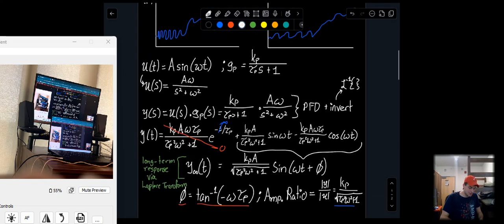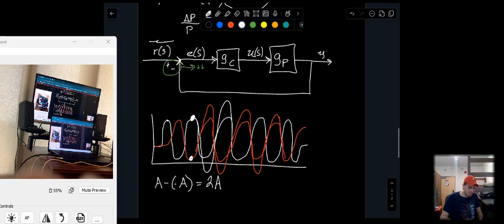So hopefully that clears up this magnitude ratio phase angle relationship a little bit. I think it becomes really clear once we simulate it with more than poorly scribbled lines on an iPad.